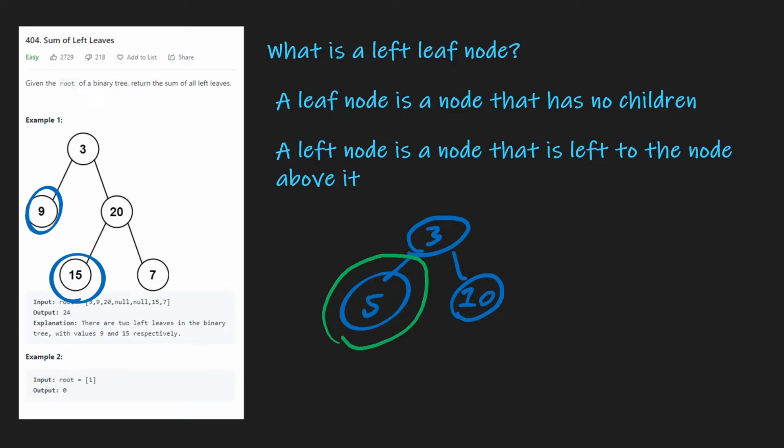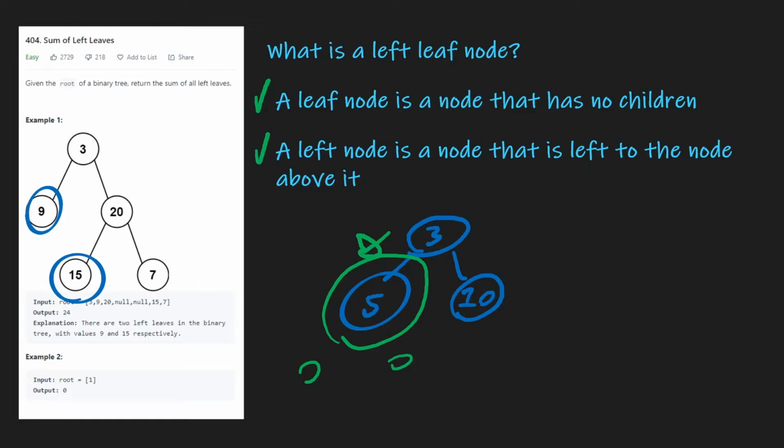So we can look at this 5 and we can see that a leaf node is a node that has no children. So it checks off that constraint. The 5 has no children here and no children here, right? And then a left node is a node that is to the left of the node above it. So we have 3, and you'll see this is going to the left, and so it also checks that constraint.